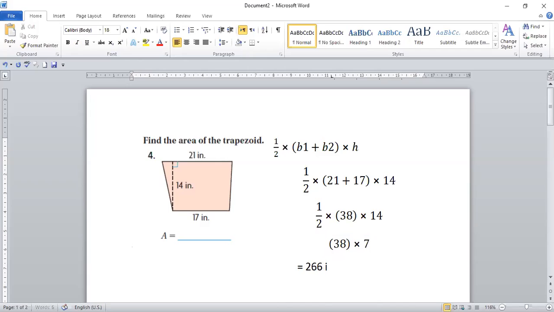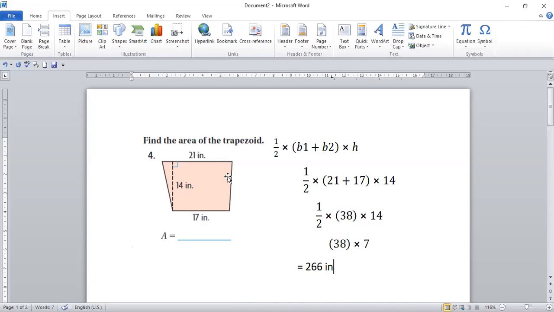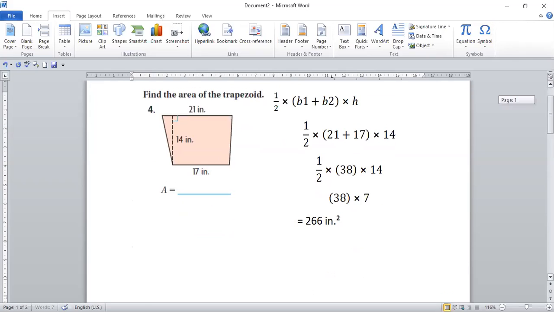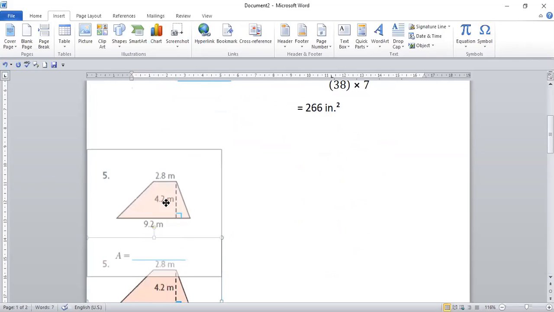But again, we have to be very sure about the units which we are finally writing. That has to be in square inches because all of the units are given in inches. So that's going to be square inches. Okay, so this is how you are going to be writing the answer when finding the area.